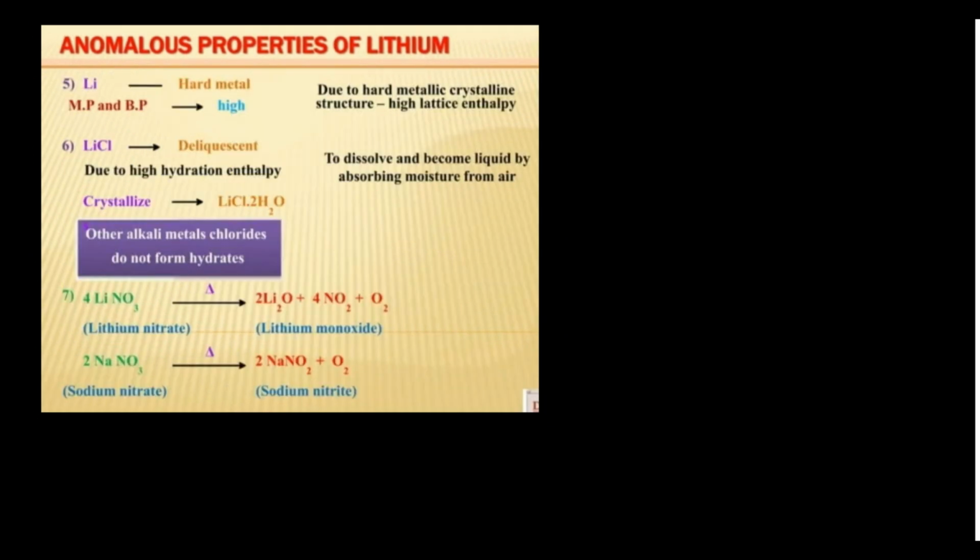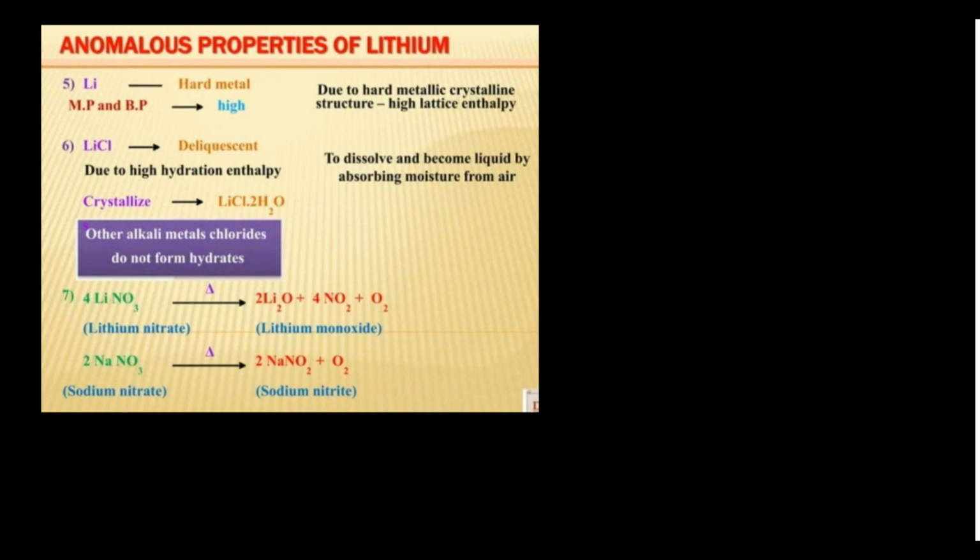Next is the lithium melting point and boiling point. They are very high. It is a hard metal, due to the hardness, metallic crystalline structure and high lattice energy. And lithium chloride is deliquescent.